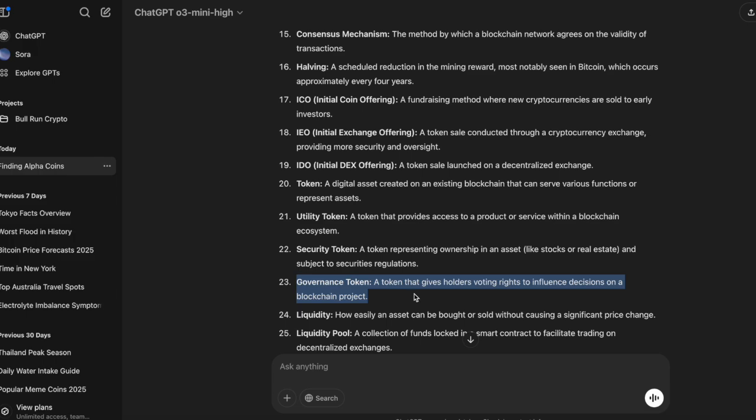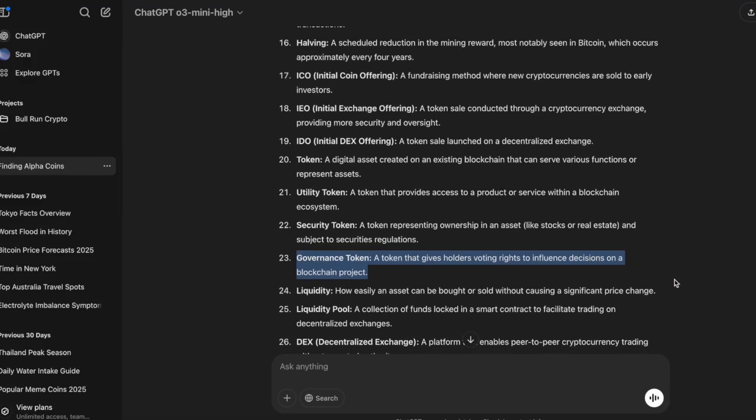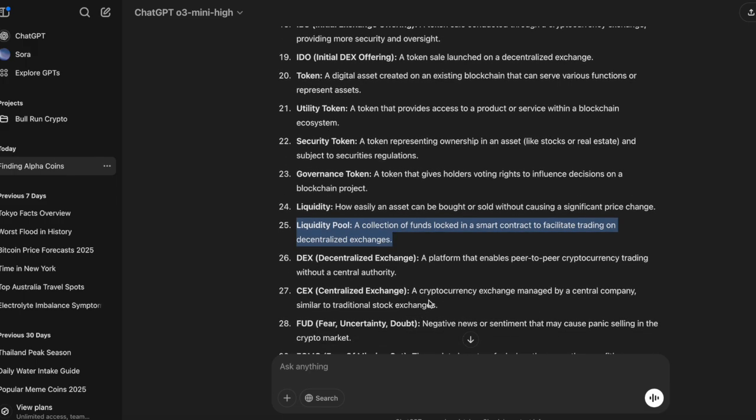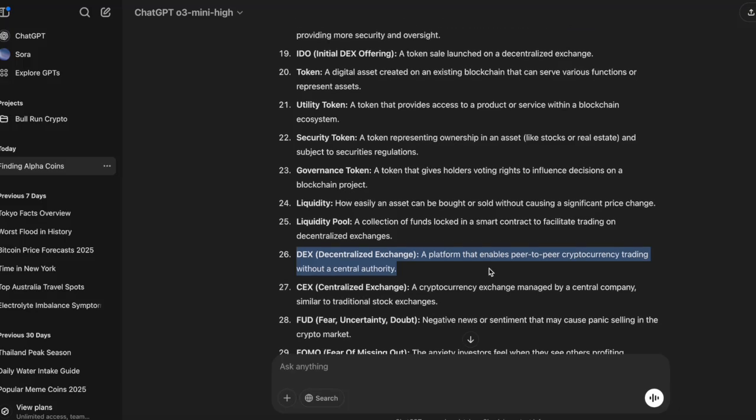Governance token, a token that provides holders voting rights to influence decisions on a blockchain project, like a DAO, a decentralized autonomous organization. Then you have the word liquidity. How easily an asset can be bought or sold without causing a significant price change. So liquidity, how liquid is it? Liquidity pool, a collection of funds locked in a smart contract to facilitate trading on decentralized exchanges. Basically meaning that they've got the money there to service the trading and the investments, people taking money and bringing it in and out.